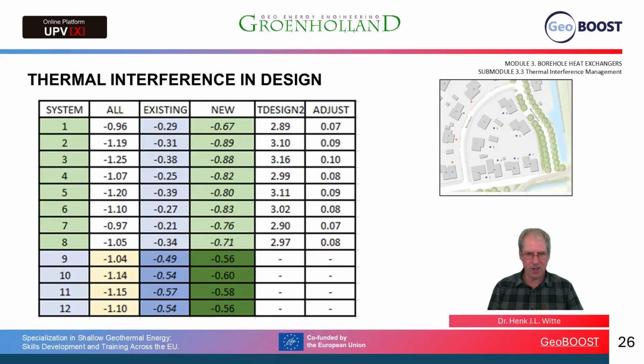And we can see that in this iteration, the adjustment still required would be 0.07 Kelvin. So actually what we see here is that we are very close to the design temperature that we want, and we don't have to go any further. We have done our design calculation, and we have a depth for all the systems 1 until 8 where we have the design temperature that we want to get the efficiency, and also with the existing systems, we don't have any negative thermal effects that are bigger than minus 1.5 Kelvin. So this is fully allowed by the Dutch law.